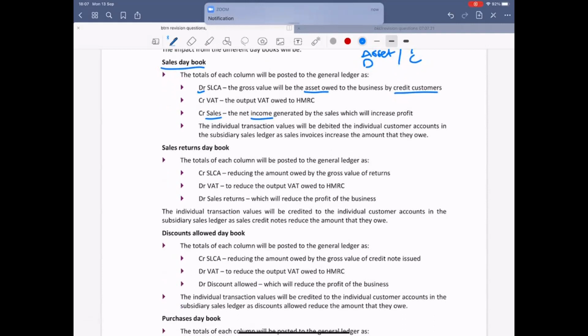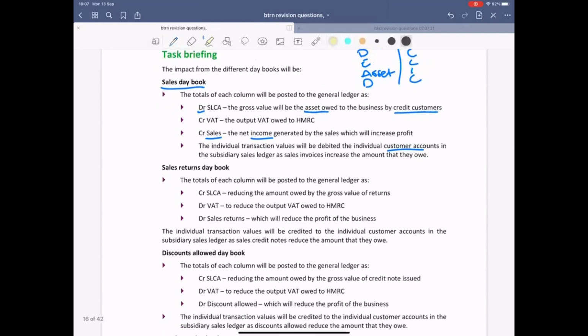Individual transactions will go into the individual customer accounts. And like I said before, we do whatever we do in the control account. Because we've done a debit into the control account for the increase in the asset, we will debit the individual customer accounts as well to show that they owe us for those sales.